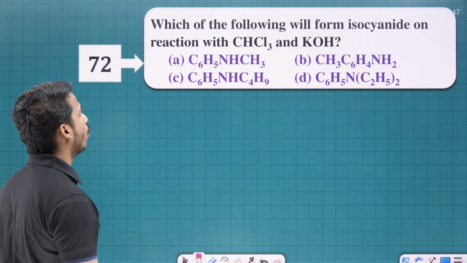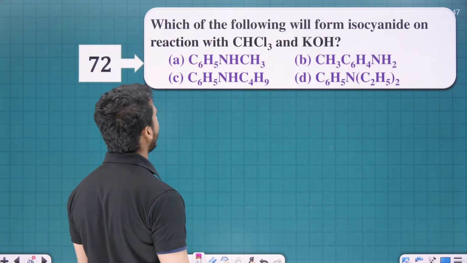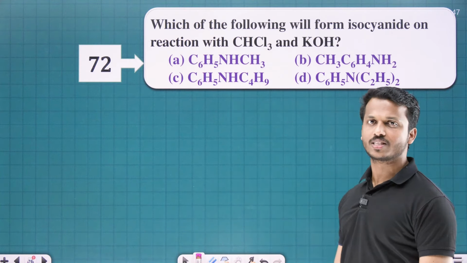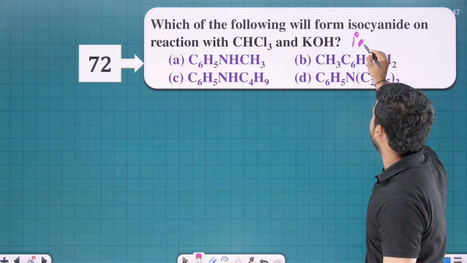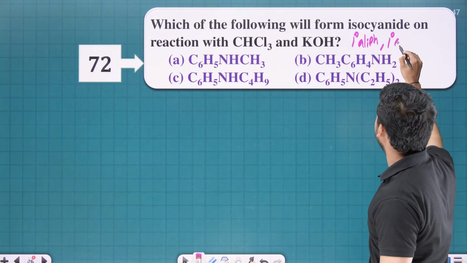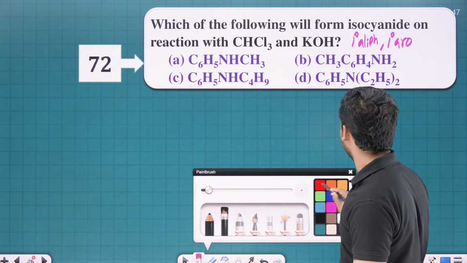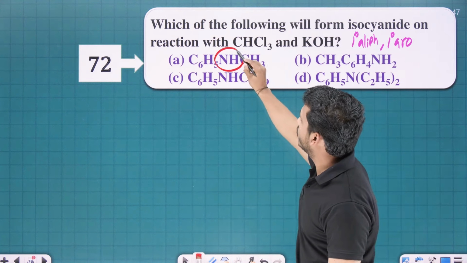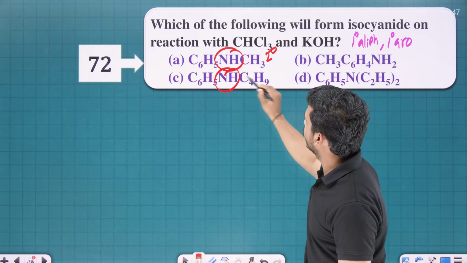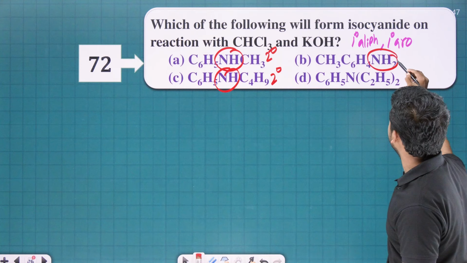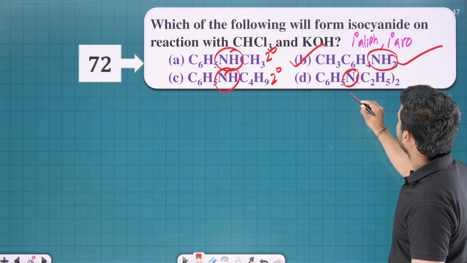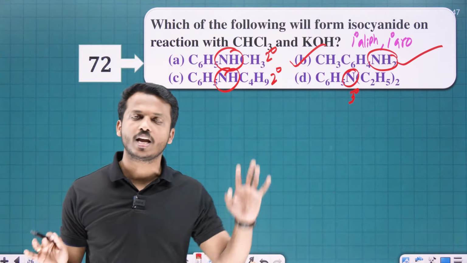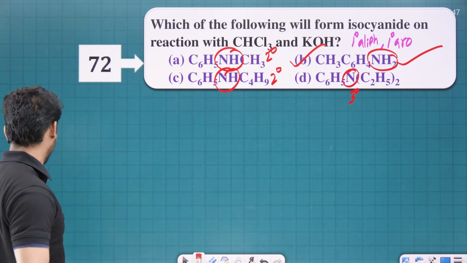Next. Which of the following will form isocyanide on reaction with the chloroform and KOH? Remember, isocyanide test or carbylamine test is only given by primary aliphatic or primary aromatic amines. So check it. This is NH, right? It's a secondary. Cut it. This is also secondary. Cut it. This is primary. Yes, it can give. This is tertiary. It cannot give. Right? Carbylamine test or isocyanide test is given by primary aliphatic or aromatic amines.